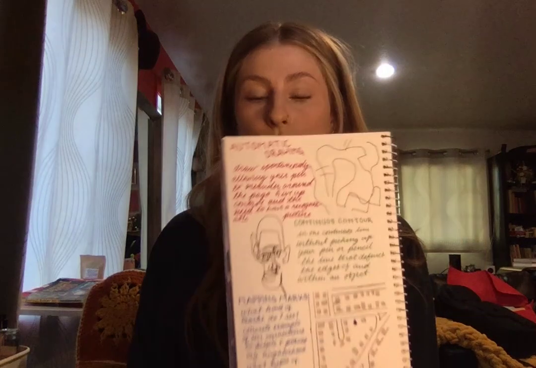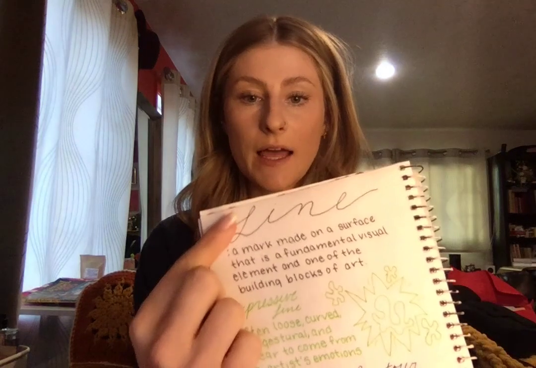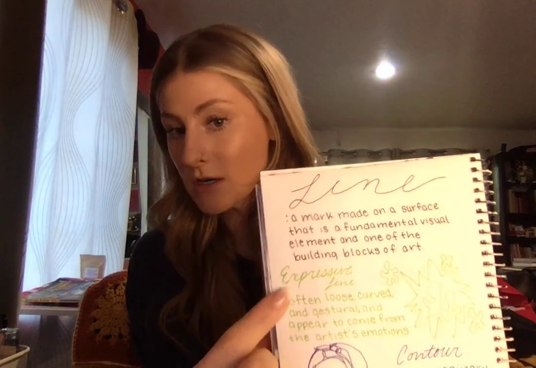One thing that I found interesting was that they said it's a concrete example of our own connections to people and places. So there's the definitions from fodder. And then for the rest of the line definitions, I just did line at the top and a mark made on a surface that is a fundamental visual element and one of the building blocks of art.